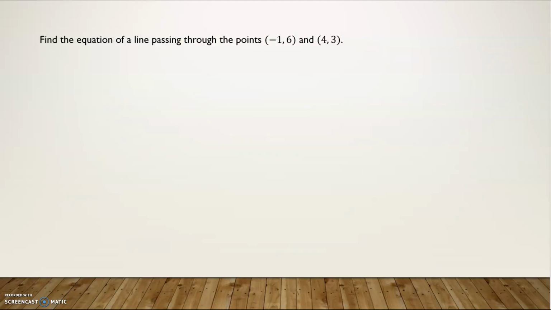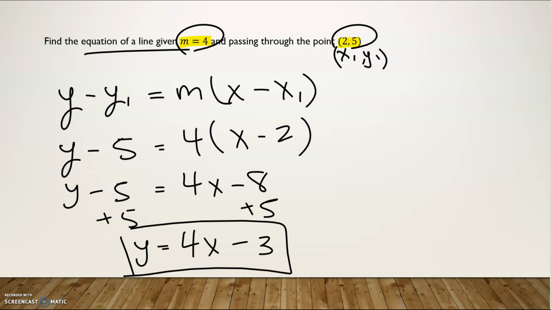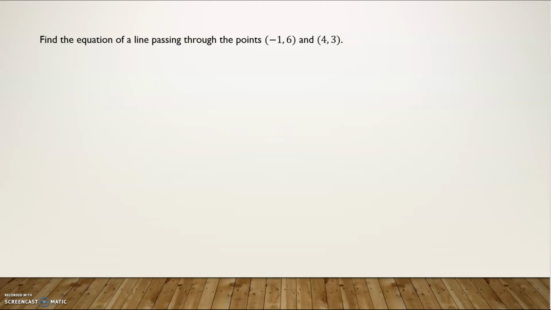Find the equation of a line passing through the points (-1, 6) and (4, 3). So unlike the last problem, we have to do one more step. Here they gave us the slope and the point. Here they're giving us 2 points. So the extra step that we have to do for this one is to find the slope.